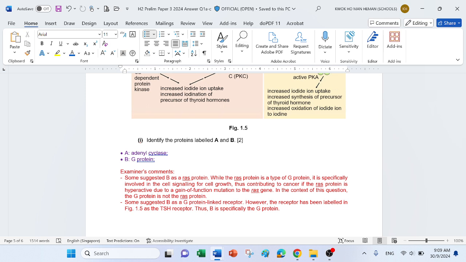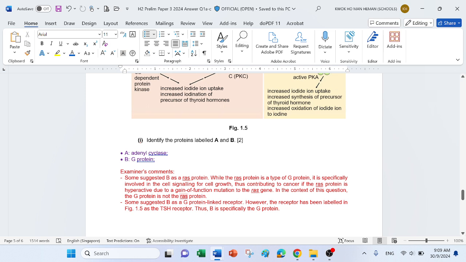That's why when we have a mutated Ras, when the Ras protein is hyperactive, it contributes to cancer. Here, the context is not cell growth. Here, the context is the production and release of your thyroid hormones. So it's not specifically Ras protein. So it's just a G protein. We don't know what is the G protein that is specifically involved here. All we know is it's called G protein, rather than something more specific for something else. The Ras protein is more specific, but for cell growth, cell division.